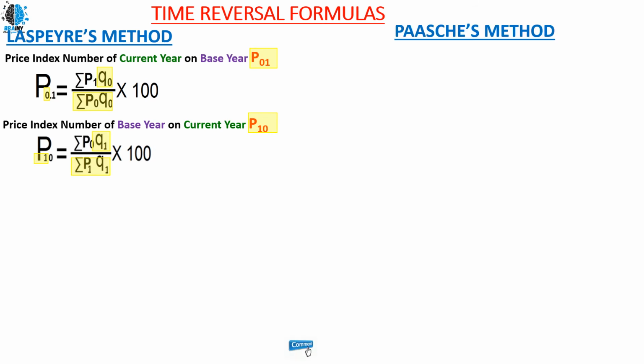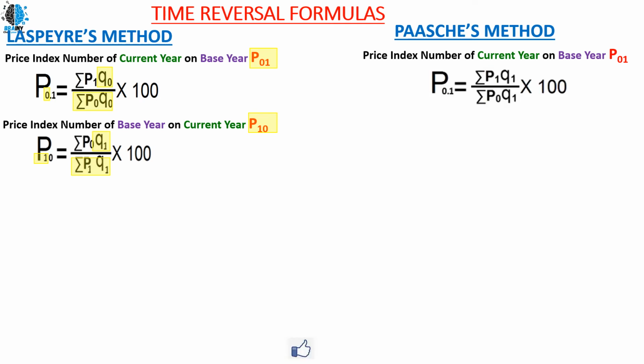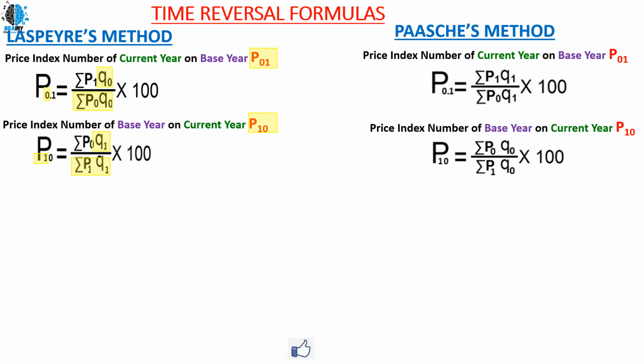Next, the Paasche method. Under the Paasche method, the author has given the weight to the current year. So the price index of the current year on base year P01 is equal to summation P1 Q1 whole divided by summation P0 Q1 into 100. Next, the price index number of base year on current year. Now we have to create the price index on the basis of base year on current year. So P10 is equal to summation P0 Q0 whole divided by summation P1 Q0 into 100.